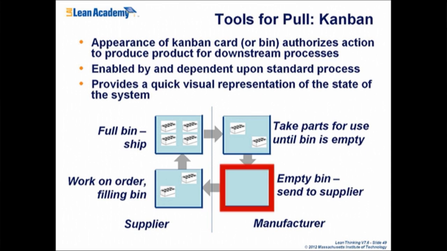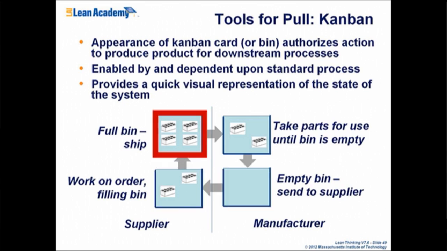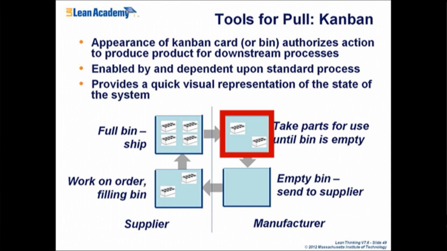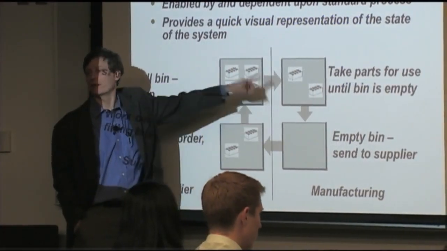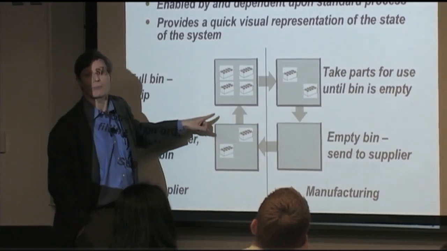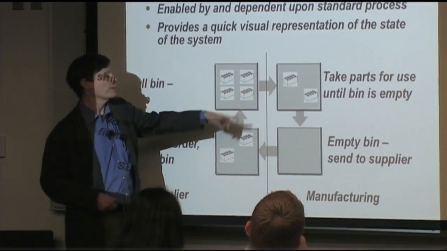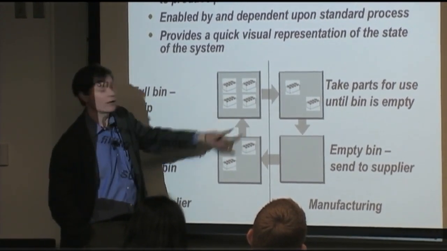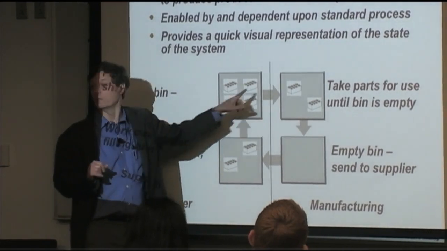If we run out, we send the empty bin to the supplier. They know what that means. It means fill it up. So they work on it and they fill up the bin. When it's full, the shipping department knows that means to take it away. When it shows up, the manufacturer uses it until the bin is empty, then back to the supplier. Self-perpetuating system. Even if these systems are not particularly well balanced, or even if demand is intermittent, it will operate with no outside interference, no management effort, and minimum inventory.